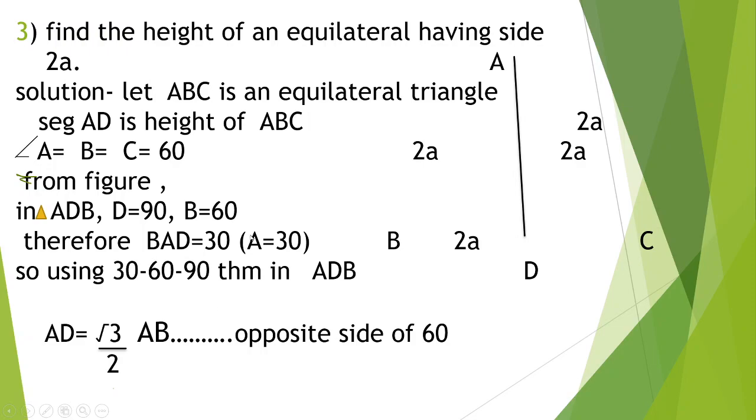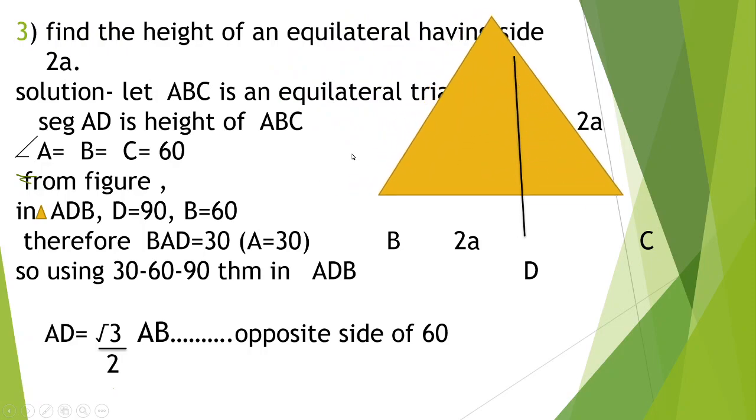Our third example from problem set 2.2. Find the height of an equilateral triangle having side 2a.